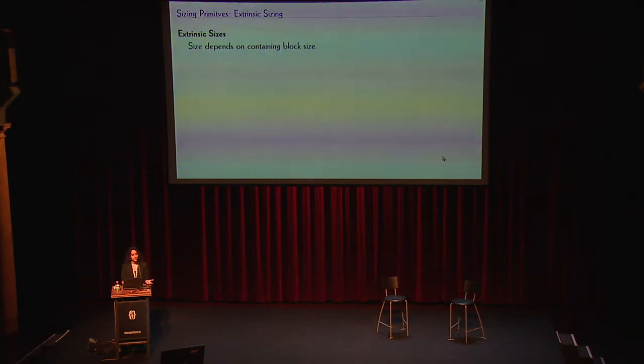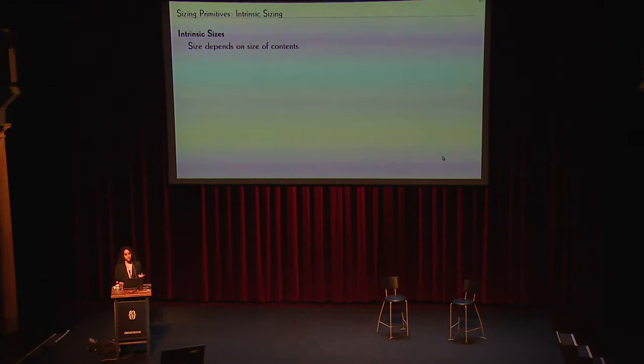The next thing we have is the extrinsic sizing. We call it fill available sizing in some of the specs. It's just how blocks lay out. As you know, just subtract out the border, padding and the margins from the containing block size, and then percentage sizing is the same thing. You're taking a percentage of your containing block and you're referencing that containing block.